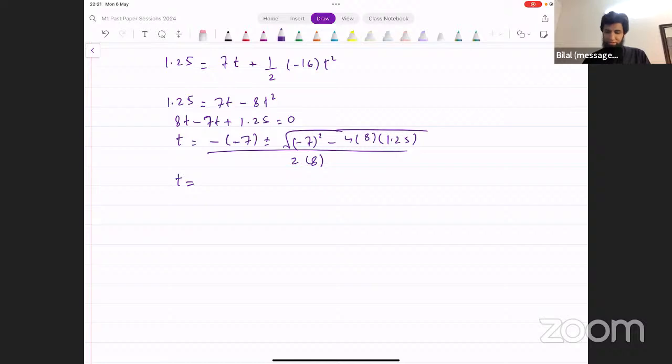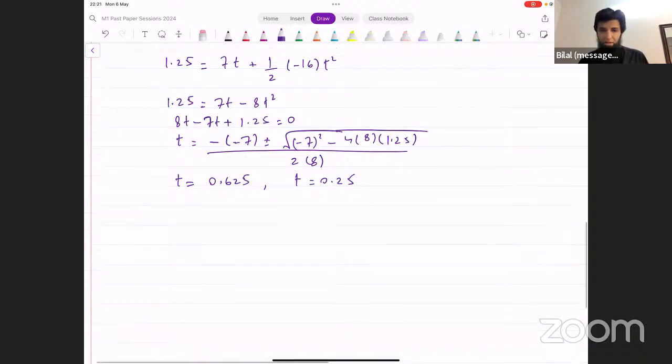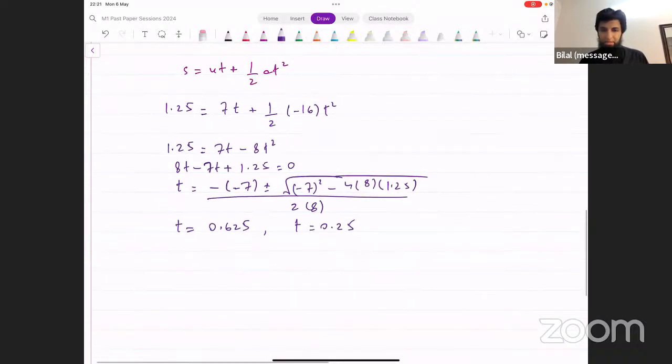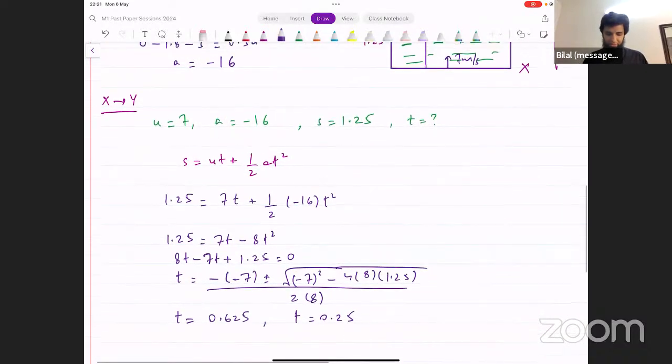That is giving me one value for time, which is 0.625, and then another value of time, which is 0.25. So I'm getting two values of time from this, 0.25 and 0.625. These are the two values of t that I'm getting.